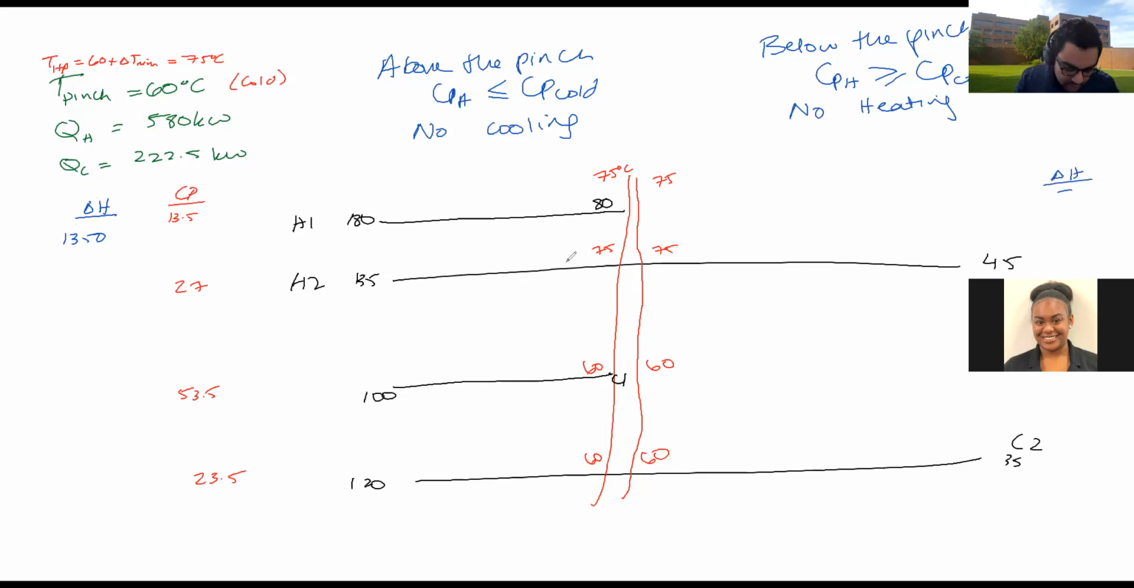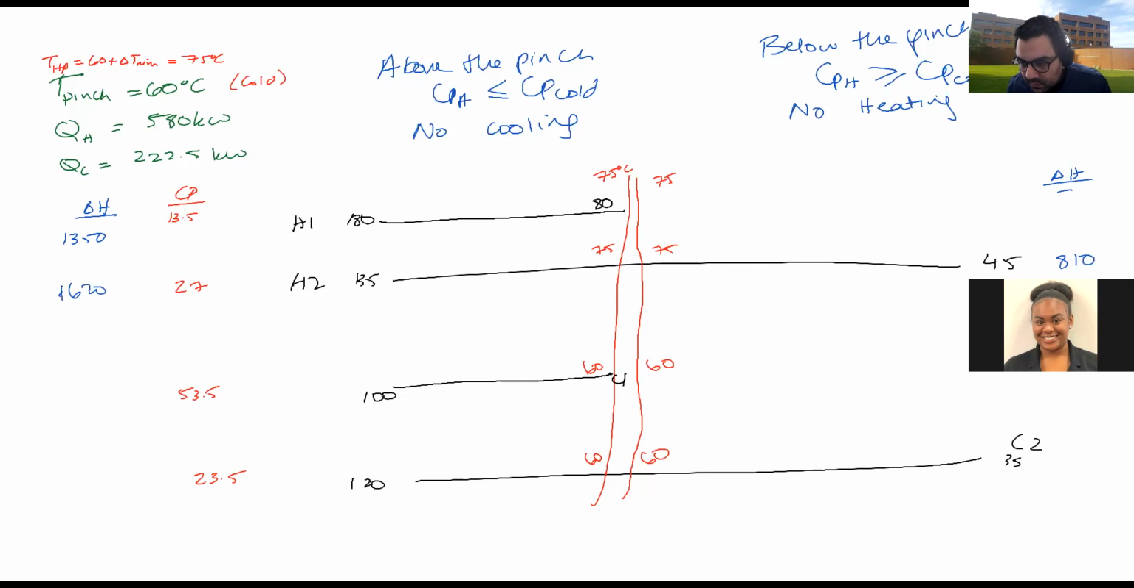H2 above the pinch, it's 135 minus 75. That's the temperature interval for H2 above the pinch. And if I multiply it by CP, I'm going to get my delta H. So 135 minus 75 multiplied by 27 is 1620. And below the pinch, I have 75 minus 45 multiplied by the CP, which is 27. So I have 810.